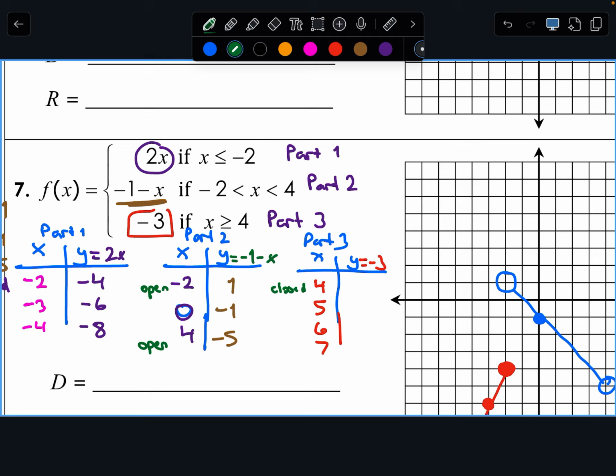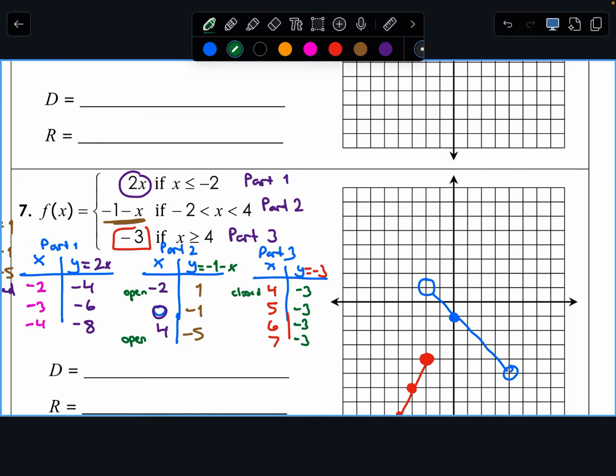So does anybody know what the value of y will be if x equals 4? -3. It equals -3. What about for 5? What about for 6? And then 7? And so on, right? So now, does anybody have a question about how we got the values of the table on there? All right, I got 3 minutes. I got to finish this up.